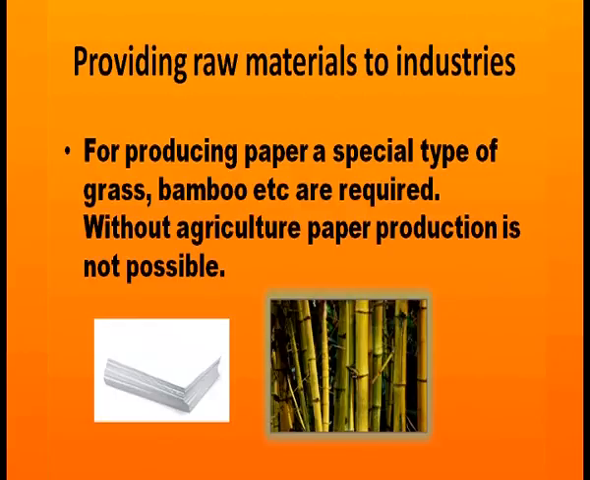Not only that, for producing paper, a special type of grass, bamboo, is required. Without agriculture, paper production is not possible. So agriculture is very important in terms of raw materials to industries.